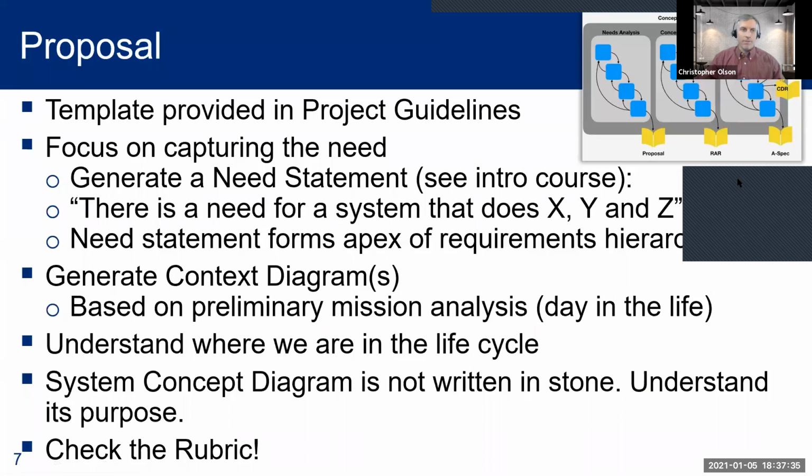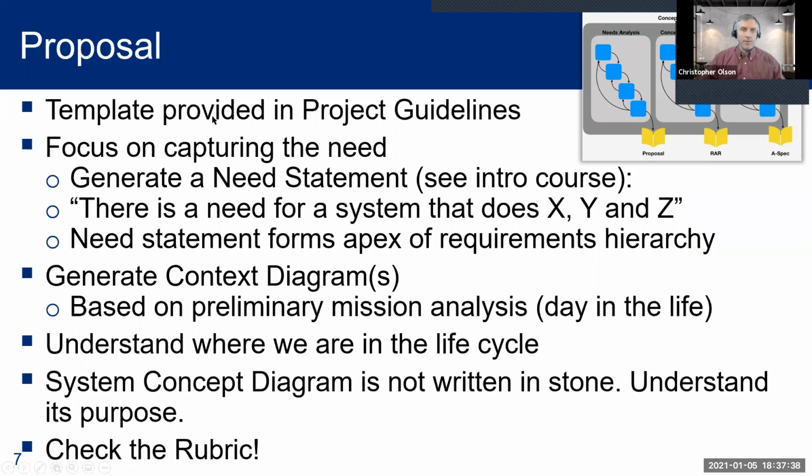So the proposal itself, there's a template that's provided in the project guidelines for the proposal. So take a look at that. Use that template. If everything in your proposal is from the project guidelines, then you're good to go. You're golden. Other things is focus on capturing the need. When I see that need paragraph, I usually look for a sentence or something that says there's a need for a system that does X, Y, and Z. The reason for that is because this forms the apex of your requirements hierarchy. You're going to enter this statement into your requirements tool, and that will form the foundation or the apex of all of the requirements for your system, right?